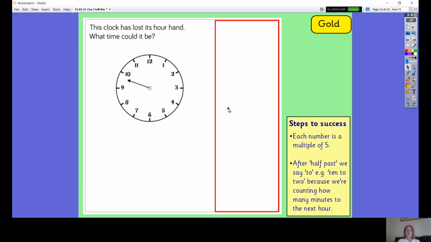Now, these pesky clocks losing their hands are a bit of a nightmare, but this time my clock has lost its hour hand. What time could it be? So pause here and have a think about what time it could be. If you've got a little clock that you can fiddle around with the hands, that's really useful. But if not, just imagine what time it could be. Pause here.